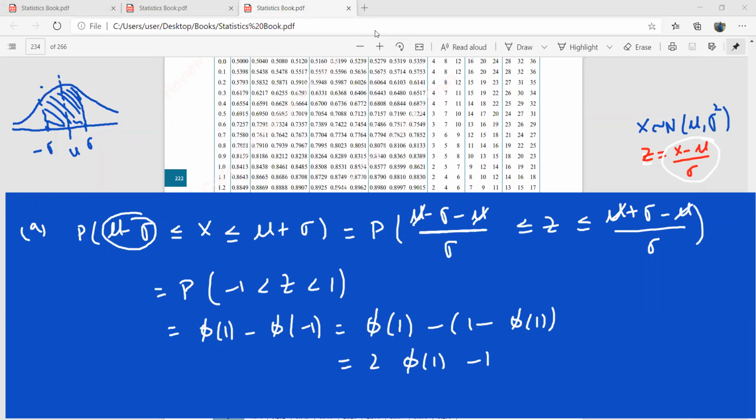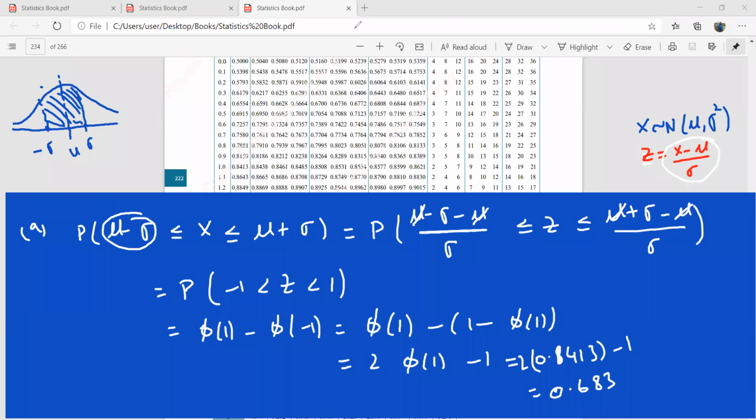Phi of 1 is 0.8413. So it is 2 times 0.8413 minus 1, and let me use a calculator. This is 0.683. That is our answer to this question.